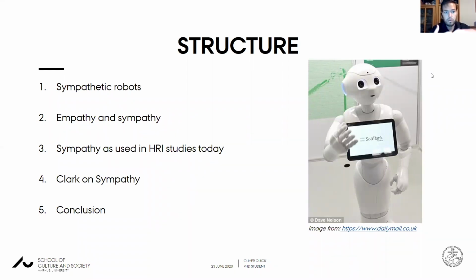So the structure of the talk: first I'll talk a little bit about what a sympathetic robot is and why sympathy matters. Then I'll talk about the distinction between empathy and sympathy. I won't really be delving into empathy very much in this talk, but it is necessary to touch on it, both given the history of the concepts and the way they're used in HRI. Then I will focus in on how sympathy is used in HRI. And then I'm going to present a sociological theory of sympathy from Candace Clark that I think is a very fruitful foundation upon which to create sympathetic robots.